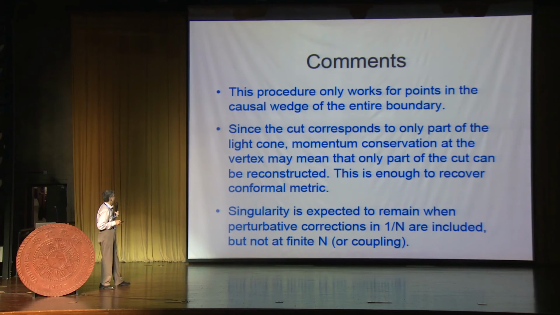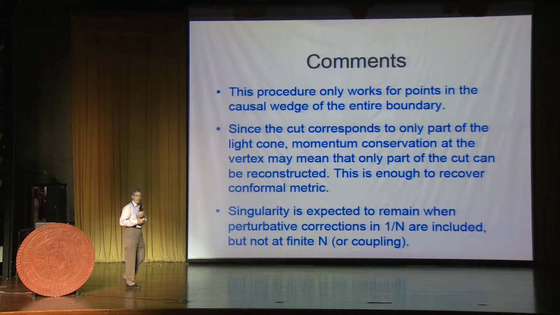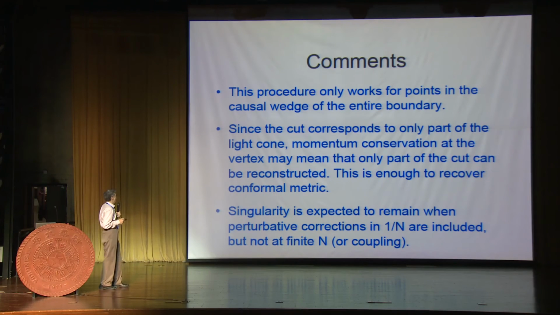A couple of comments. This procedure only works for points in the causal wedge of the entire boundary. So that means points which are both in the future and the past of the boundary. So in other words, you cannot use this to determine the cuts of points inside black holes. Since the cut only corresponds to part of the light cone, remember I said some of the null geodesics have caustics and they move into the interior, momentum conservation at the vertex can mean that only part of the cut can be reconstructed this way. But that's OK, because you can get the conformal metric just from part of the light cone.